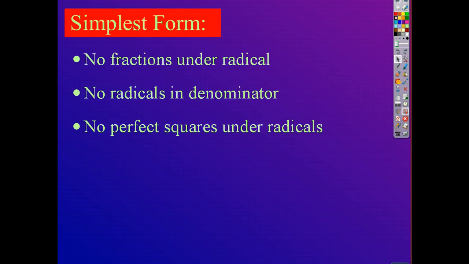All right, first, simplifying radicals. Here's the deal. There are 3 rules, okay? First, no fractions underneath the radical. You cannot have any radicals in the denominator. And there are no perfect squares allowed under radicals. Now, what I want you to do very quickly here is go ahead and list out the first 15 perfect squares, okay? List the first 15 perfect squares. Go ahead and do that now.